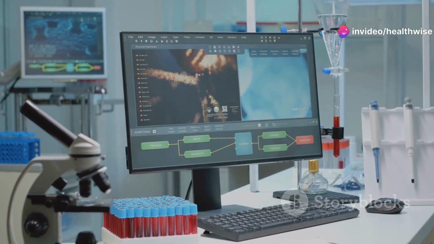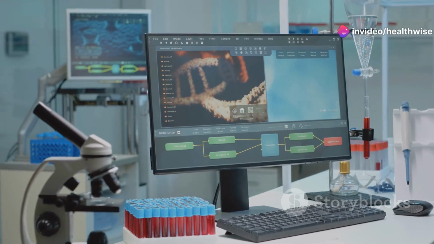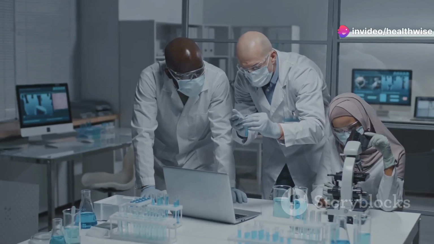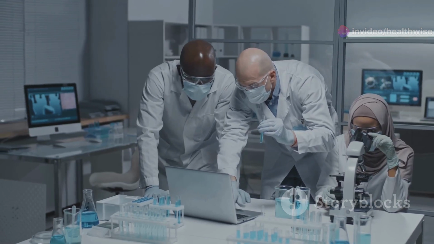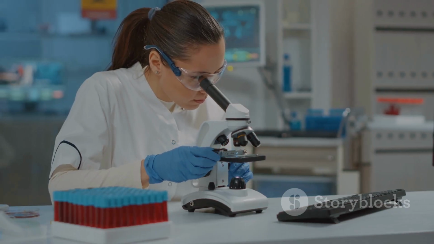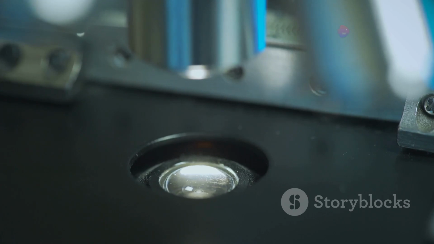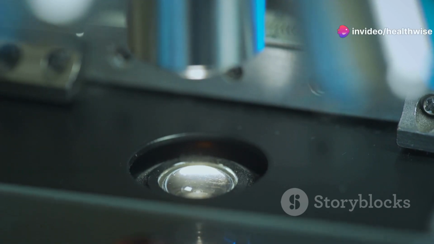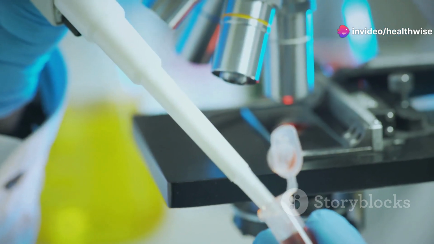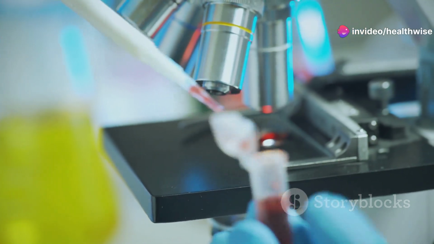Section 5. Beyond PCR, other amplification techniques. PCR is not the only amplification technique available. There are other methods, each with its own strengths and limitations. For example, ligase chain reaction, or LCR, is another technique. It amplifies DNA, but it uses a different enzyme called ligase.